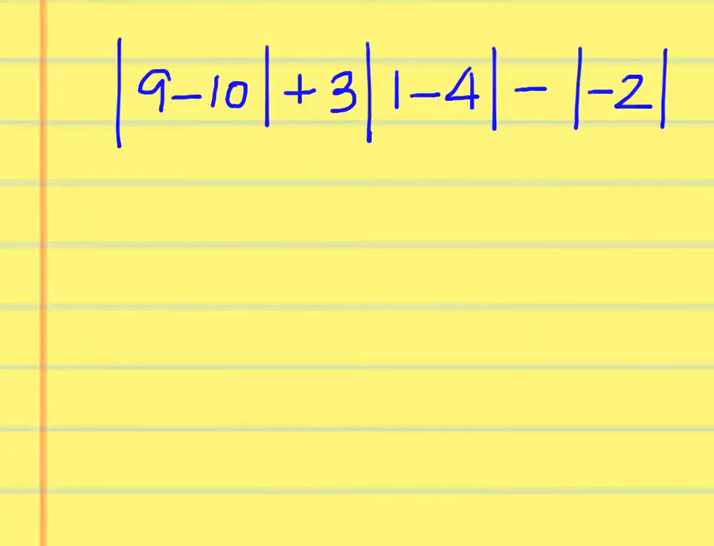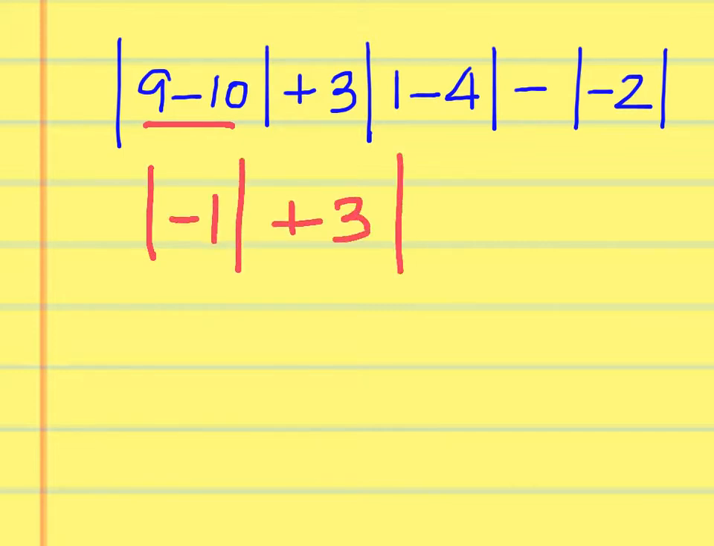Absolute values. These are not ones. This does not mean 19 minus 101 and then plus 311 minus 41. These are absolute value brackets. The final result within those brackets must come out to be positive. Simplify them first. 9 minus 10 is a negative 1. And then plus 3 times the absolute value of 1 minus 4. 1 minus 4 is a negative 3. And then this one will stay the same.